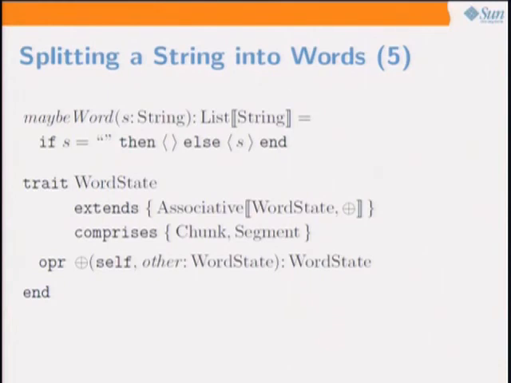We need a utility function called maybeword that checks to see whether a string is empty or not and produces either the empty list or a singleton list, that common filter idiom. We're going to define a trait WordState, which comprises chunk and segment. And notice this interesting declaration. It extends Associative of WordState and circle plus.